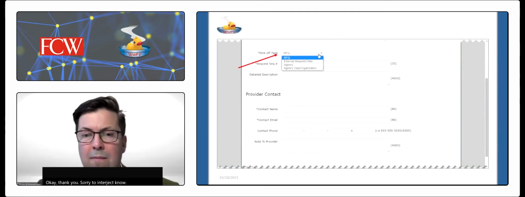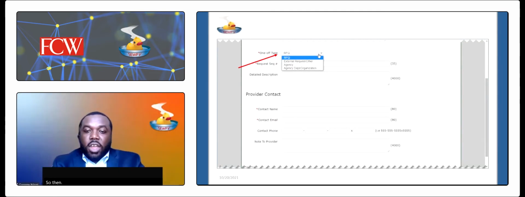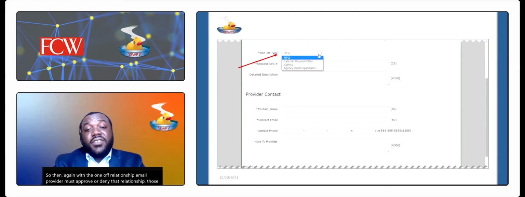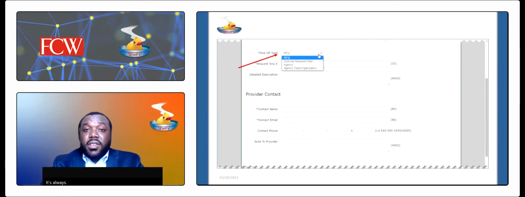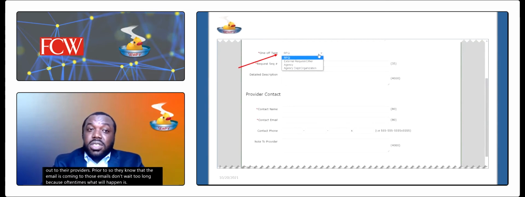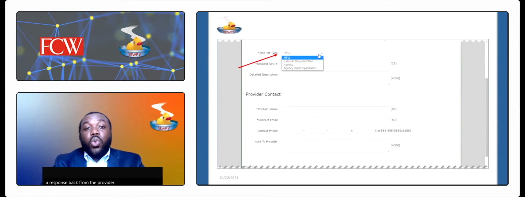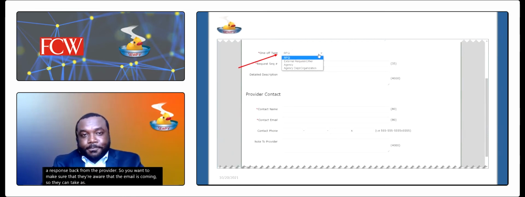No problem. So then, again, with the one-off relationship email, the provider must approve or deny that relationship. Those links are good for 7 days. It's always important that our contract holders reach out to their providers prior to, so they know that the email is coming. So those emails don't wait too long, because oftentimes what will happen is RFQ will close and the contract holder hasn't received a response back from the provider. So you want to make sure that they're aware that the email is coming so they can take action.